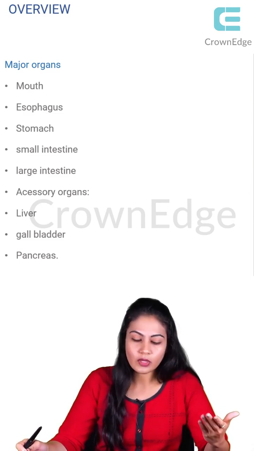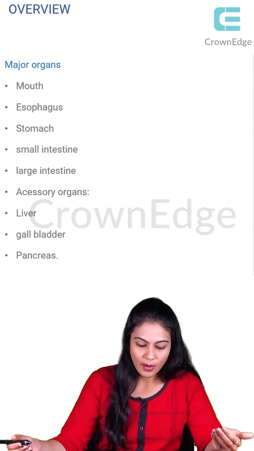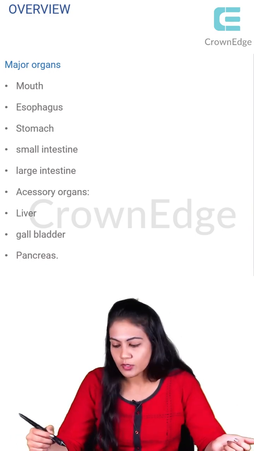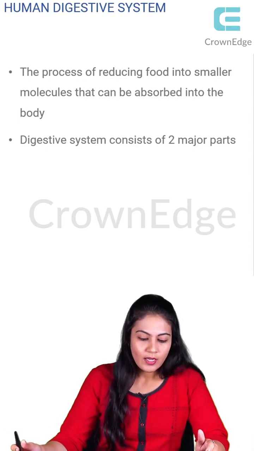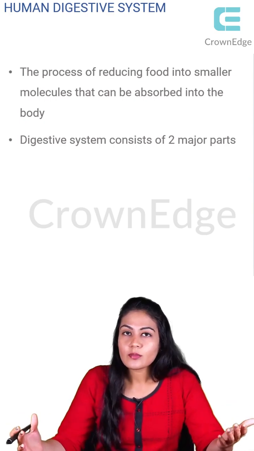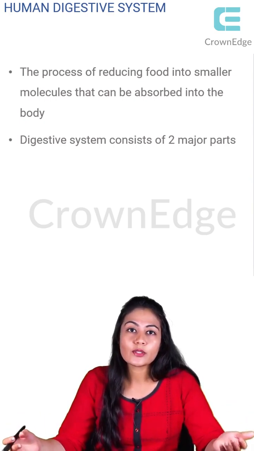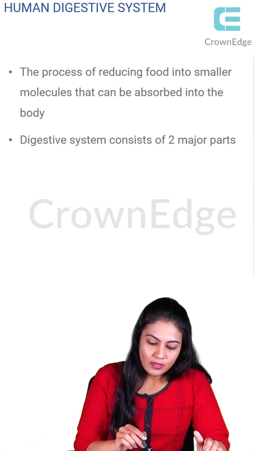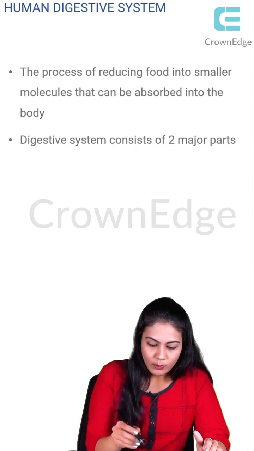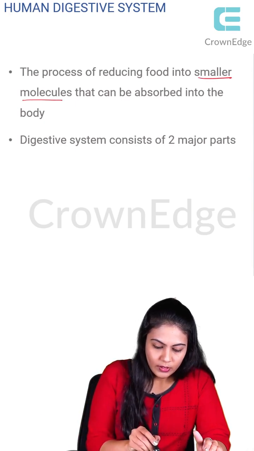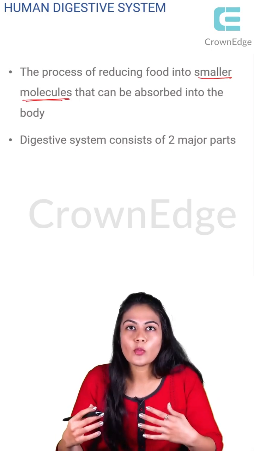First of all, we'll learn about the esophagus, stomach, small intestine, and so on about the different organs. To start with, what is this digestive system? How is it helping us in day-to-day life? It is the process of reducing the food into smaller molecules. Why do we need to reduce the food into smaller molecules?